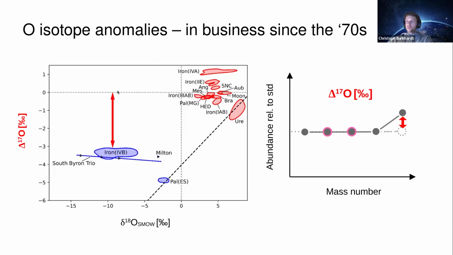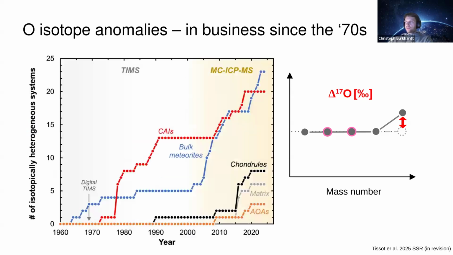They have different anomalies, and this is very diagnostic. So this is used a lot in classifying meteorites, actually. And that is known since the 70s.